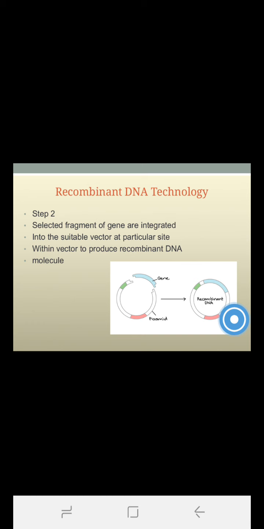The second thing is that two types of vectors are used in cloning or in this recombinant DNA technology. The first vector is called a cloning vector, and the second one is called an expression vector. A cloning vector is used if we are interested only in the production of identical copies of that gene, and expression vectors are used in cases where we are interested in the production of the desired protein from that gene.